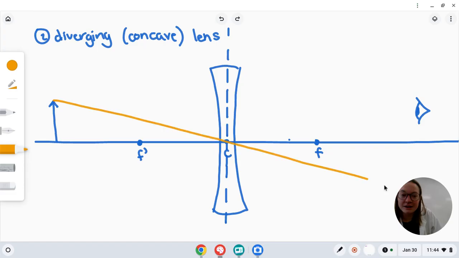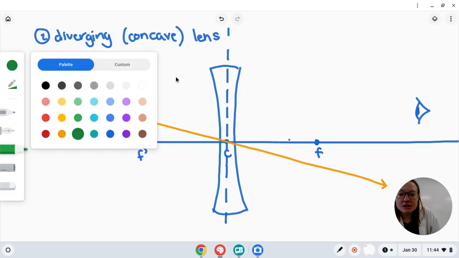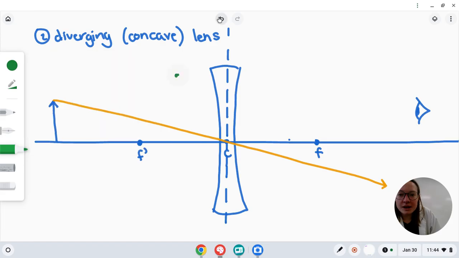There's our first one. Now let's talk about our second one. Our second rule is that a light ray that passes through F will refract parallel to the optical axis. I'm going to draw this one now. Last time when we did this with a converging lens, we did a light ray that passes through F prime, then refracted parallel to the optical axis. This time I'm going to do a light ray that's on its way towards F, and it is going to refract parallel to the optical axis.